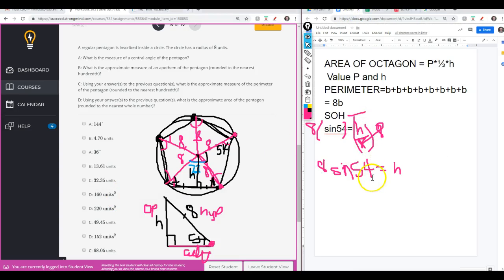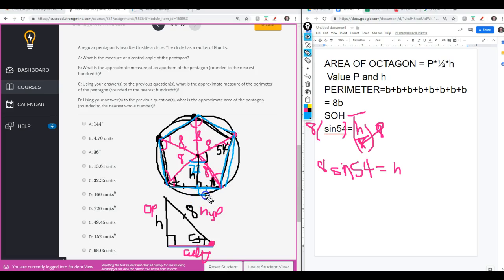Okay, and so now using your answers to the previous questions, what is the approximate measure of the perimeter of the pentagon? So now they want us to find this adjacent side length, because if we can find this side length right here in our triangle, again remember that it's half of our total base, so then I would have half, and then I could double it to find that full length, and then I know what each of these side lengths would be. So that's my game plan.